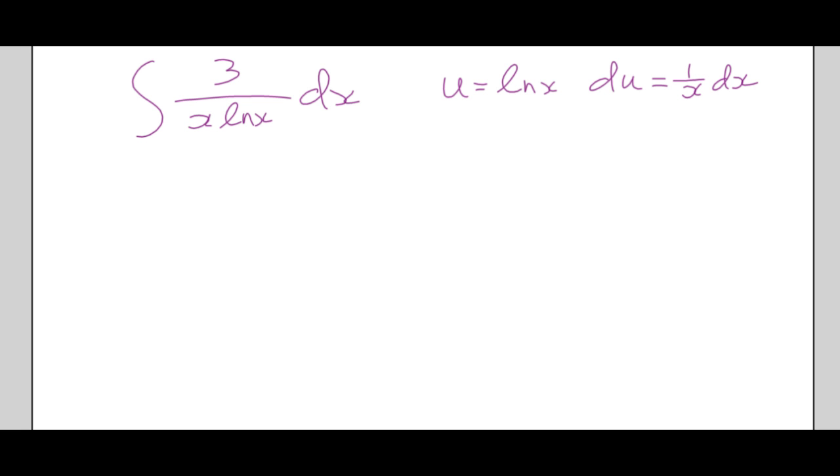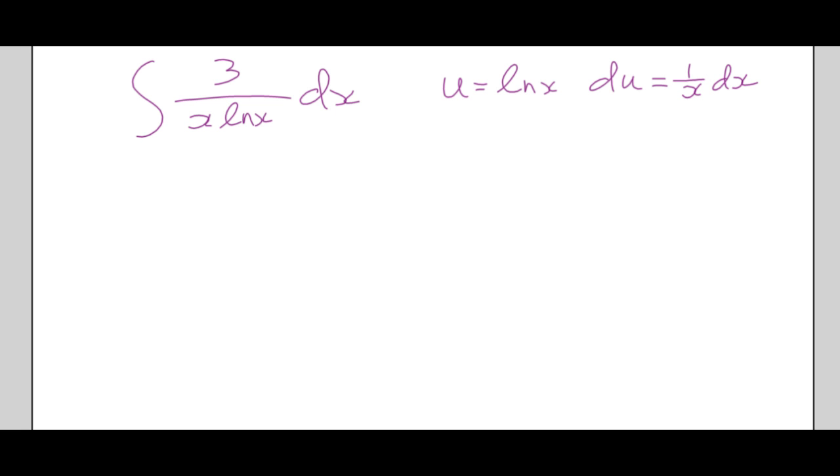There's 3 over x ln x dx. Okay, so you think about it and you say, well, my inner function is ln x, right? So u is equal to ln x. Then what's du? Yeah, let's go, 1 over x dx. I like to write as 1 over x dx.